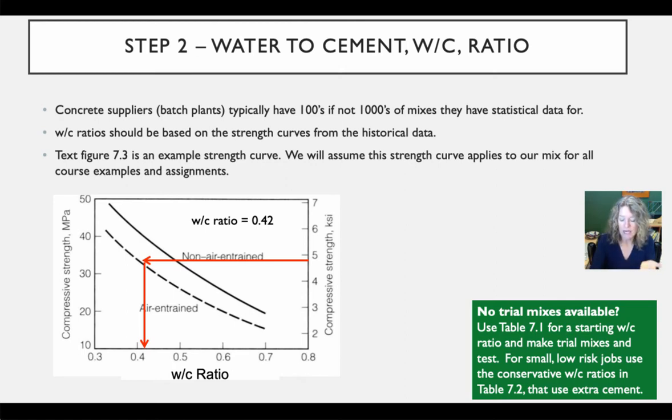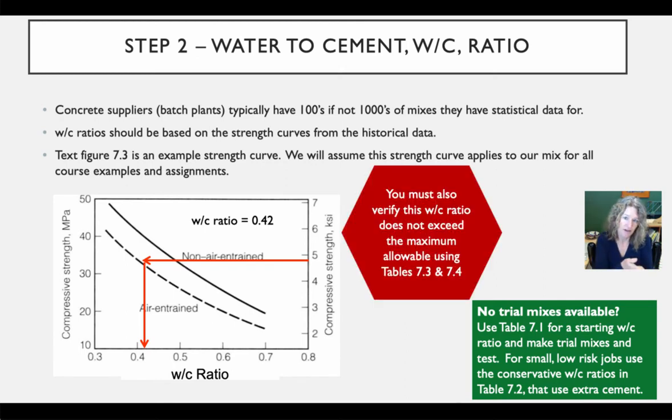So that's my starting point, but remember, we also must verify that this water to cement ratio does not exceed the allowable values from table 7.3 and 7.4. Now, if you do not have a historical curve, if you don't have any data, that's when you use table 7.1. And 7.1 literally is what's my project about, what's my job about, and the Portland Cement Association suggests a water to cement ratio to start with, and then you actually make a bunch of trial batches and you test them, okay? And that's what you're gonna do when you have a large job.